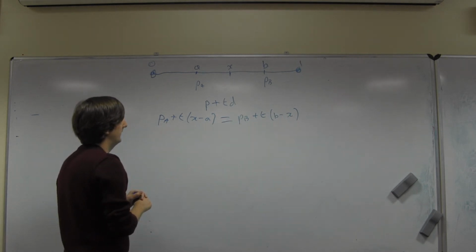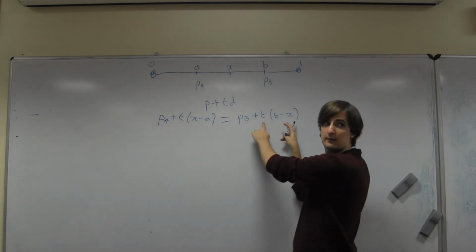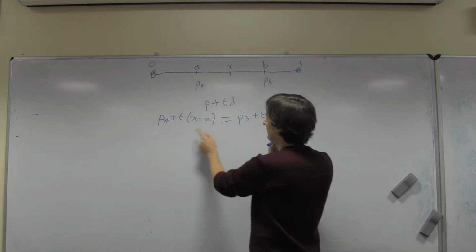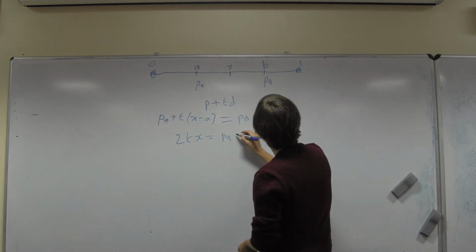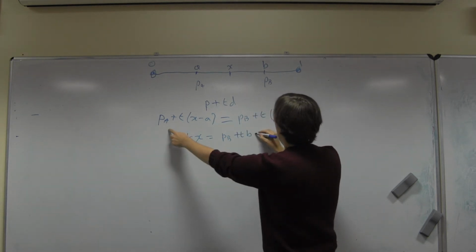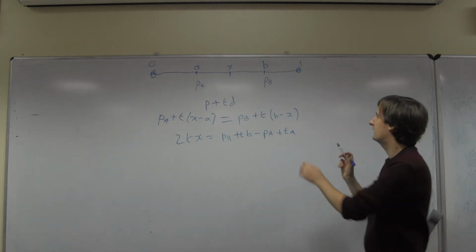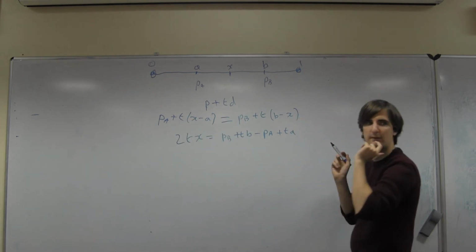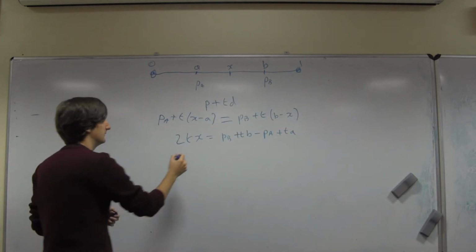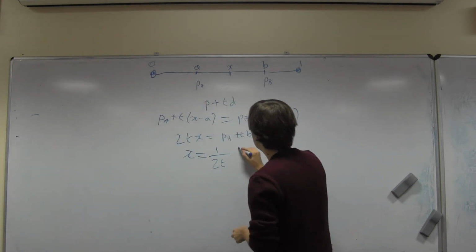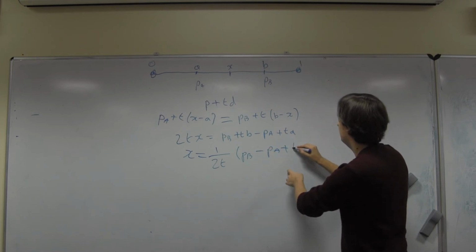We can solve this to find the value of X. We've got Tx here, we've got minus Tx here. So let's take all of the Tx's over to this side and everything else over to the other side. So 2Tx is going to be PB plus TB minus PA plus TA. So I've taken Tx to that side and everything else has gone to the other side. If I divide everywhere by 2T, you get X is 1 over 2T times PB minus PA plus T times B plus A.